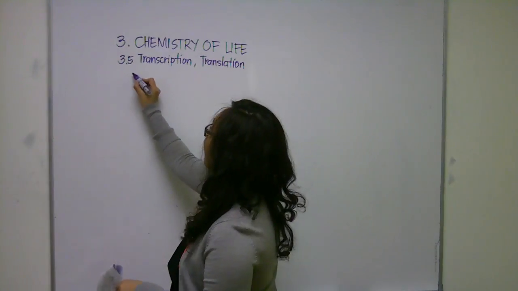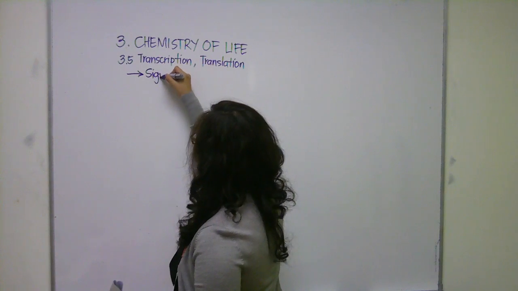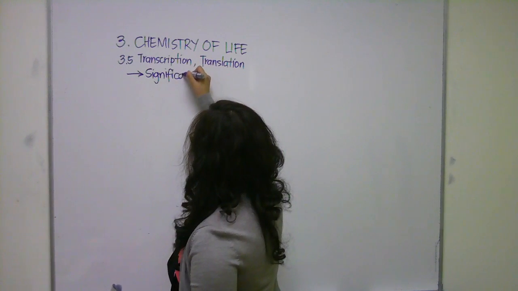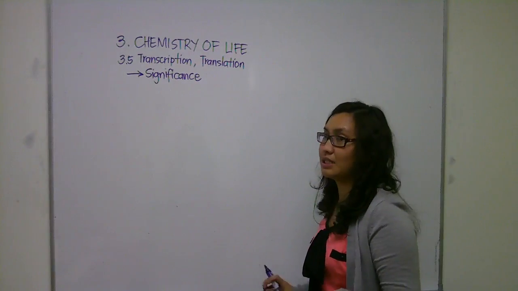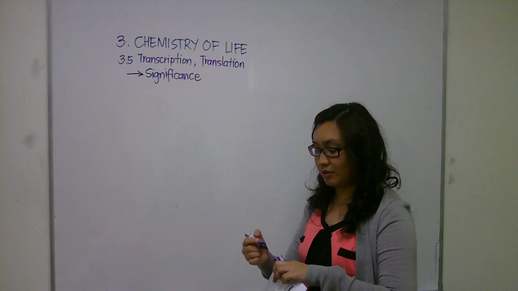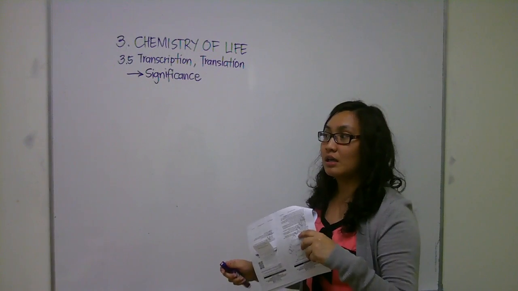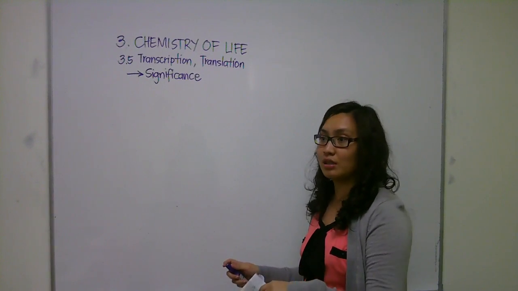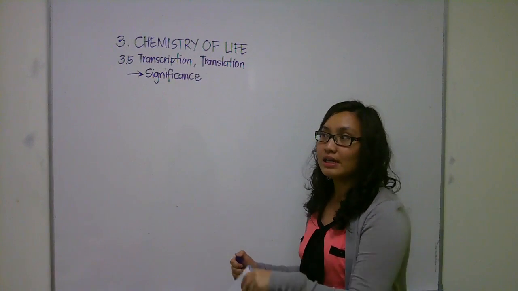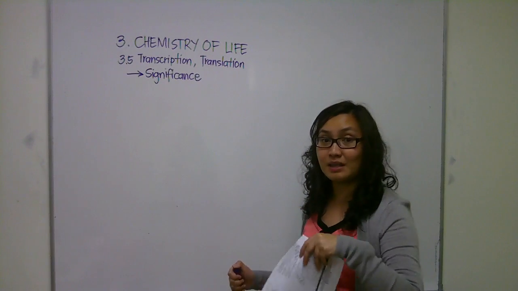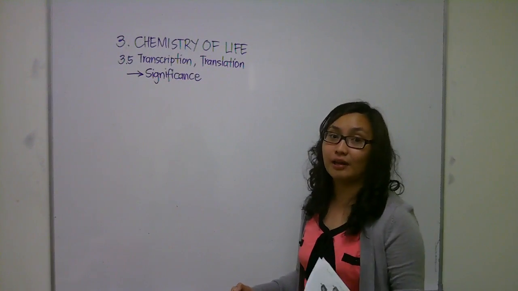So what are the things that need to be discussed? First, the significance of the topic. Of course, the significance of the process of transcription and translation is to produce the proteins according to the codes, or the information kept in the DNA. All the processes undergone by the cell are dictated by the DNA of the cell.